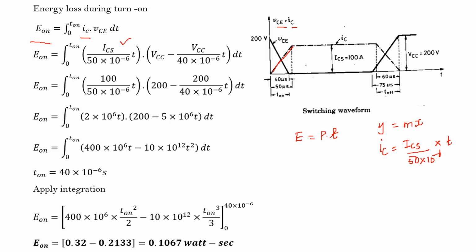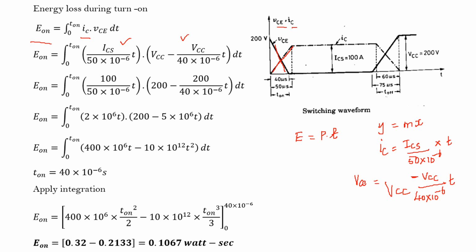Next, in a similar manner, write the voltage equation. Voltage is a decreasing waveform, a decreasing slope, so the slope is negative. So VCE is equal to minus VCC divided by the time, which is 40 into 10 power minus 6, into t. But you have to subtract this from VCC. So what is the equation? VCE equals VCC minus VCC by 40 into 10 power minus 6 into t, into dt.